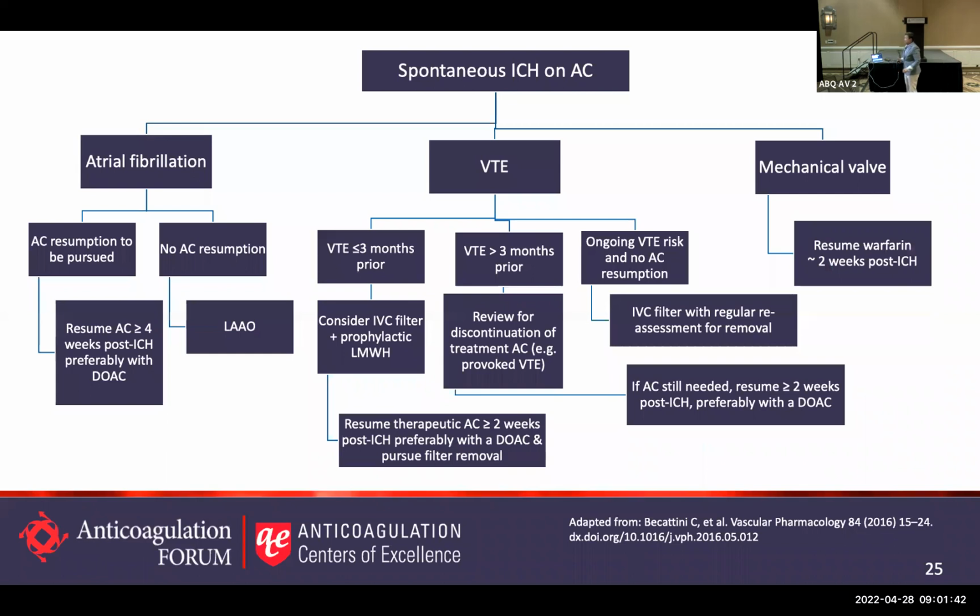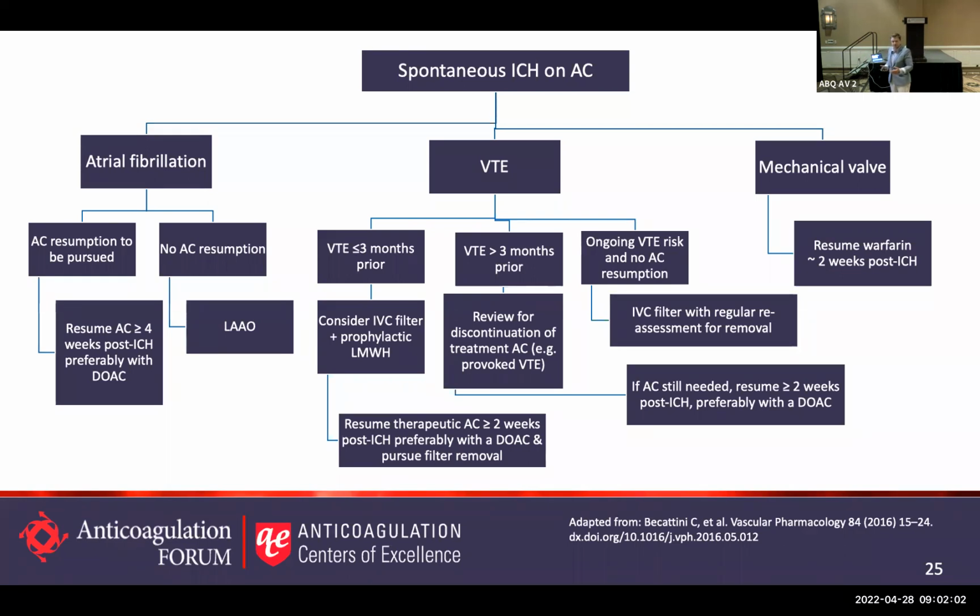So this is just a schematic showing you the overall picture of, hey, my patient had a big bleed on anticoagulation and I think I might need to resume anticoagulation, or have a shared decision-making conversation. I'm not going to go through all of this. I'm just going to highlight for our patient case. The answer would have been, let's have a conversation with this patient.